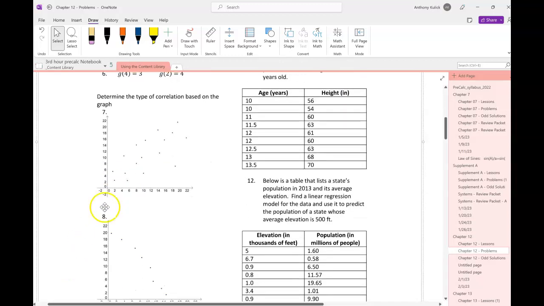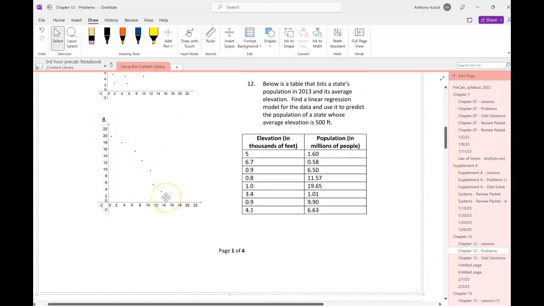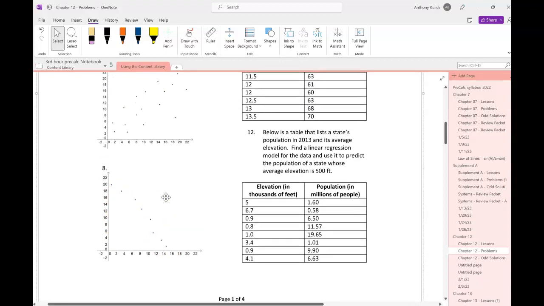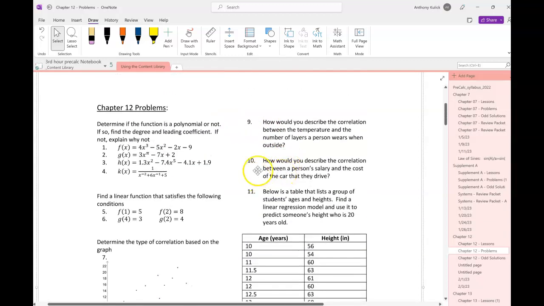What do you guys think? You ready? Determine the type of correlation based on the graph. Positive. And I would say this is weakish, not super strong. And that's strong negative. Do I need to do any calculation for that stuff? No, no calculator yet, until you get a table.